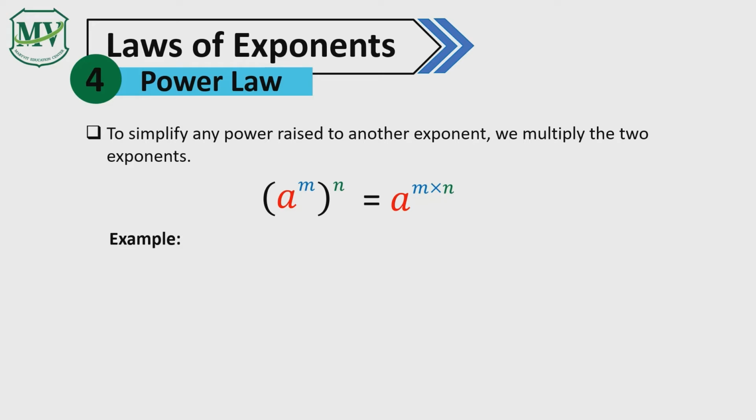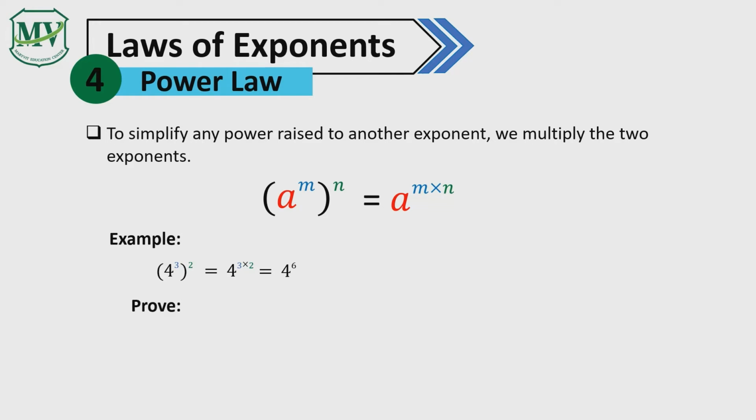Example: 4 cubed squared, or 4 raised to the power of 3 and then raised again to the power of 2. By following the law, we have 4 raised to the power of 3 times 2, equal to 4 raised to the power of 6.